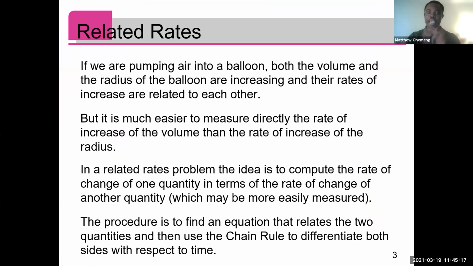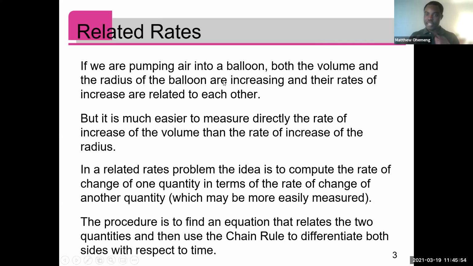Say we are blowing air into a balloon. Now you see, when you blow air into a balloon, then you notice that the volume of the balloon is increasing with respect to time. At the same time that the volume of this balloon is increasing, the radius of the balloon is also increasing. But it's easier to measure the volume of the balloon at any time t than to measure the radius of the balloon, right?